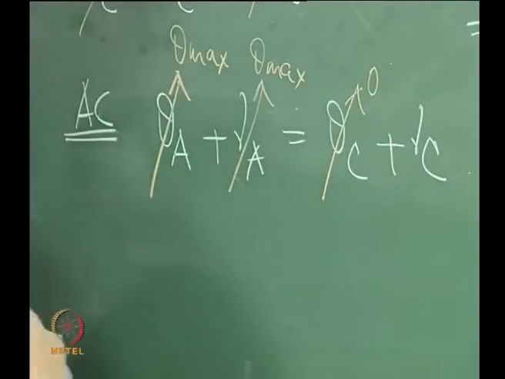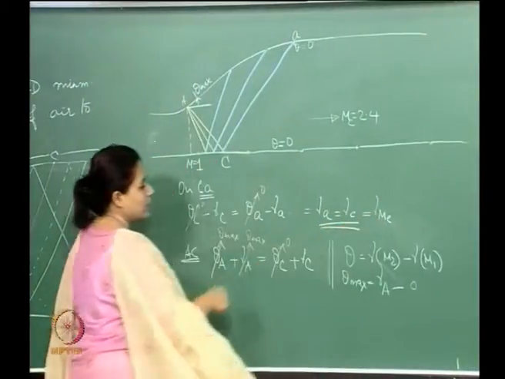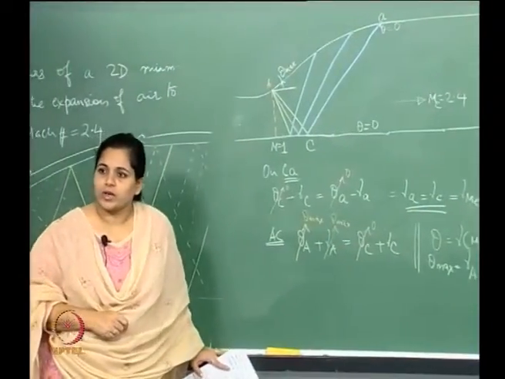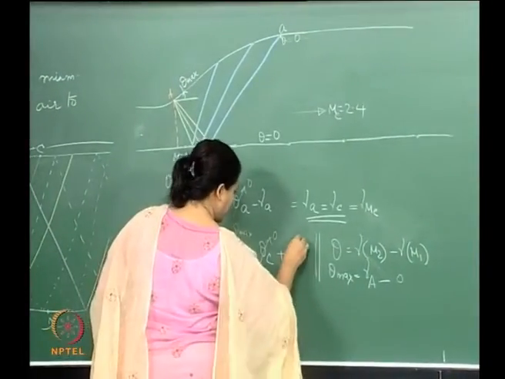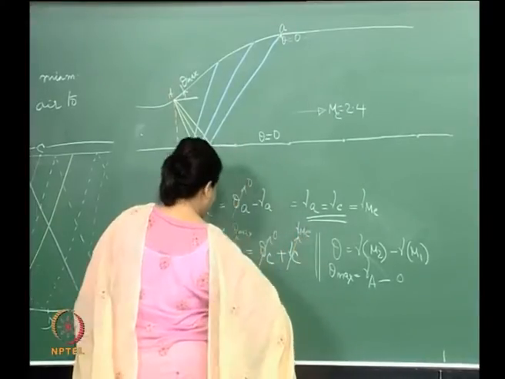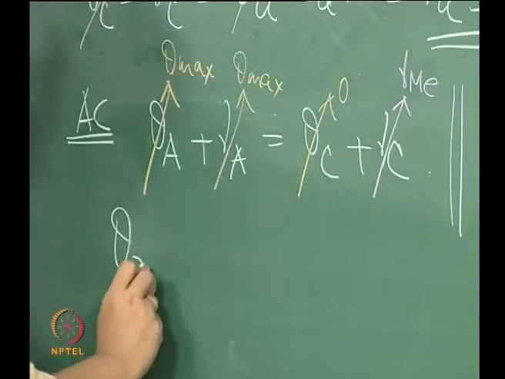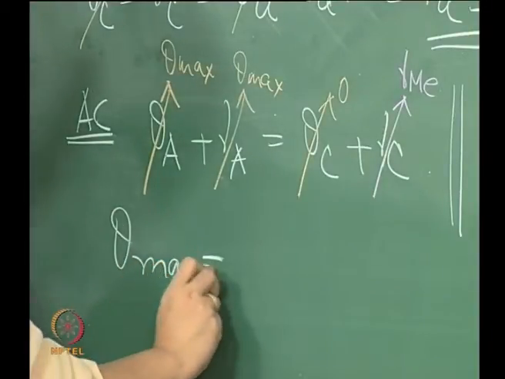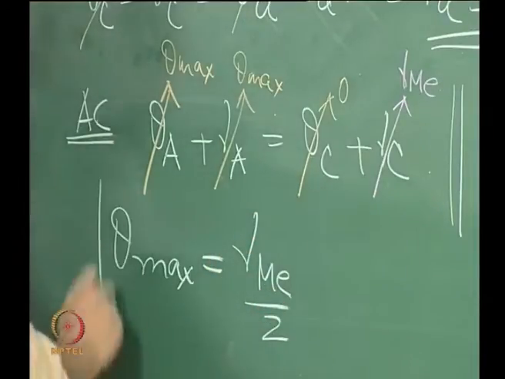Which means, and now this nu c is of course equal to the Prandtl-Meyer function corresponding to the exit Mach number. So this again is nu of the exit Mach number. Therefore, what we get from here is theta max is equal to nu of the exit Mach number divided by 2. Now, this is very interesting.